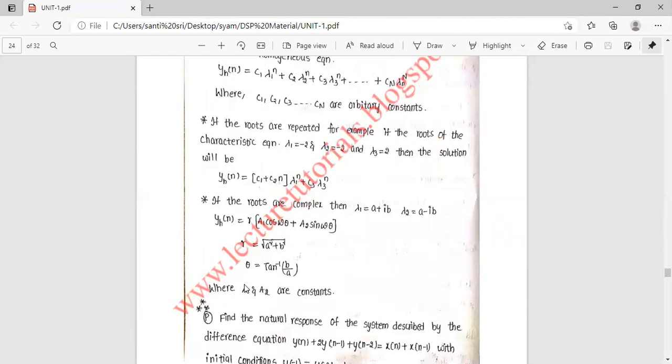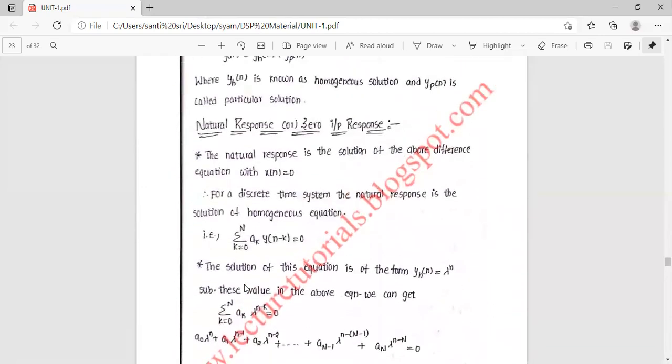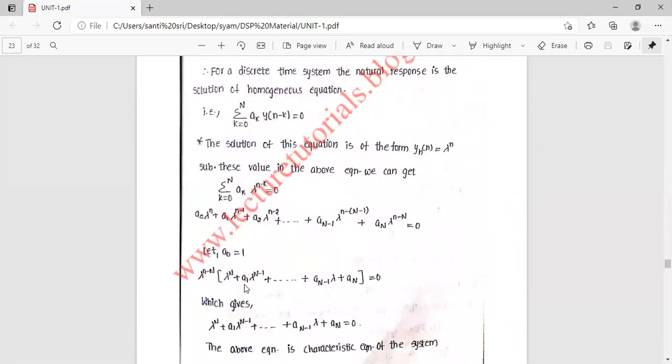If the roots are complex, then lambda 1 equal to a plus ib and lambda 2 equal to a minus ib. Then yh of n is in the form of r power n into a1 cos n theta plus a2 sin n theta, where r is nothing but square root of a square plus b square, and theta is tan inverse of b by a, where a1 and a2 are called constants. So this is about the time response, natural response or zero input response.